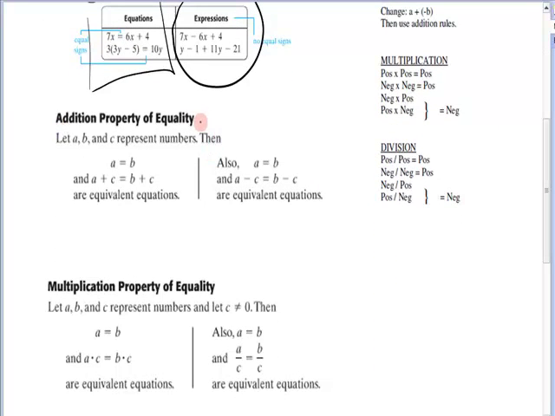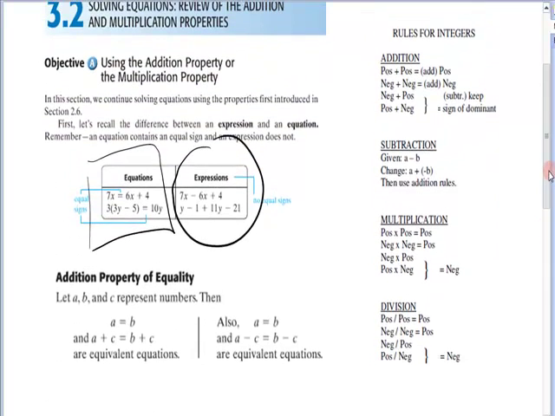As a review, both of these come from previous lessons. The addition property of equality says you can add the same amount to both sides or subtract the same amount. The multiplication property of equality says you can multiply both sides by the same amount or divide both sides by the same amount. Something else that I've placed on this page is a review of the rules for integers. If you want to, you could pause this video and copy those down again into your notes. Addition, subtraction, multiplication, and division with your signs.